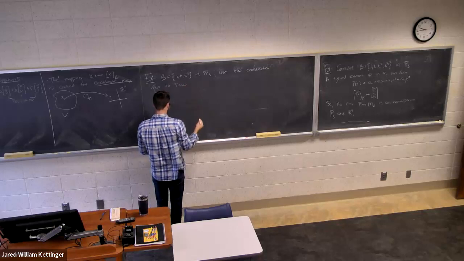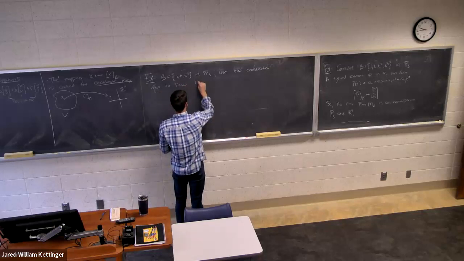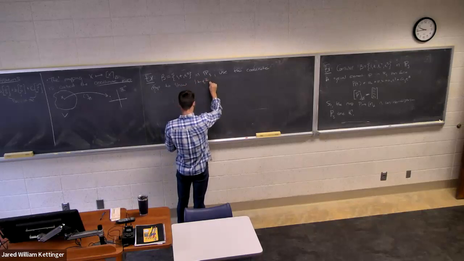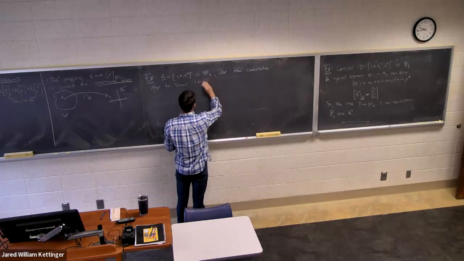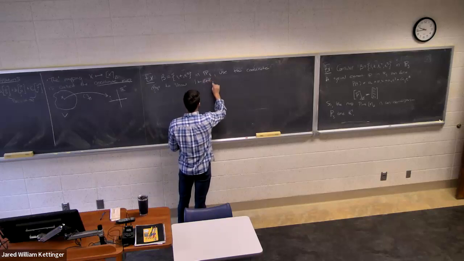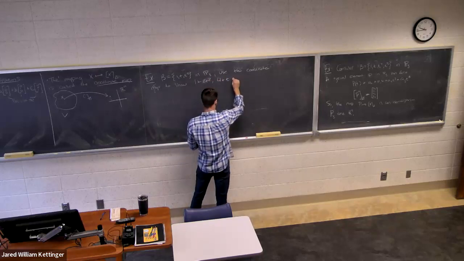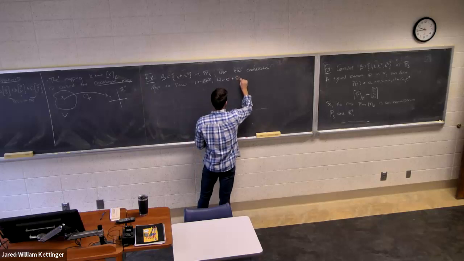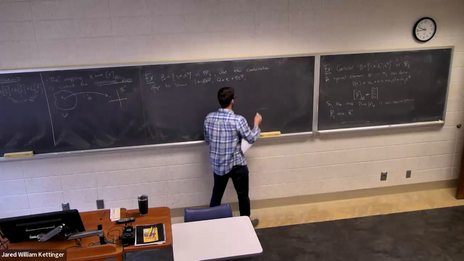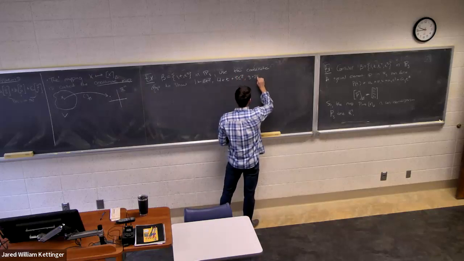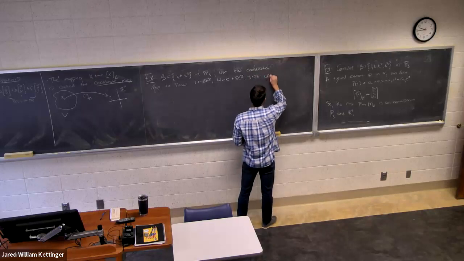Show that the following 3 vectors, 1 plus t squared, 1 plus 2t squared, 4 plus t plus 5t squared, and 3 plus 2t are linearly dependent.